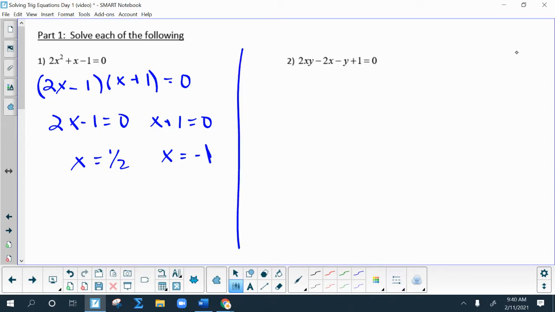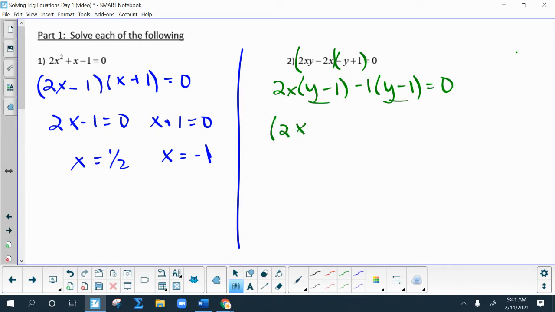Now the second example has x's and y's in it, so you're going to have to solve for both x and y. And this problem is best solved by doing factoring by grouping. So hopefully that sounds familiar. The first group, I can factor out a 2x, and the second group, I'm going to need to factor out a -1 so that I get the same thing inside my parentheses.